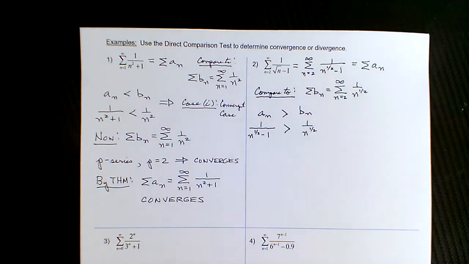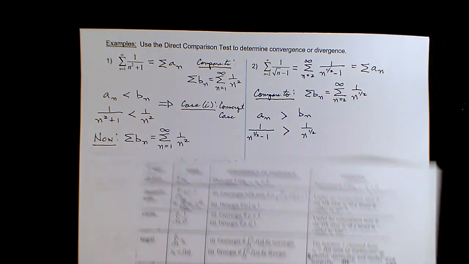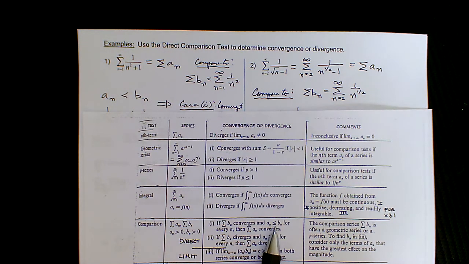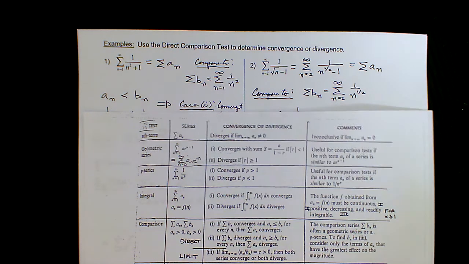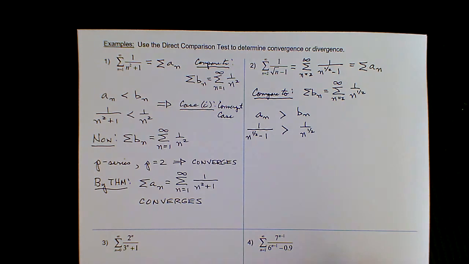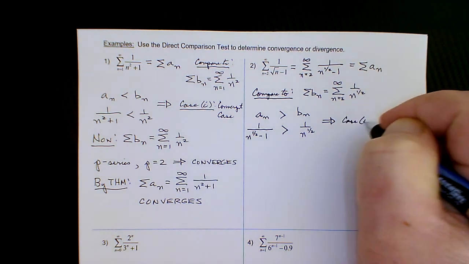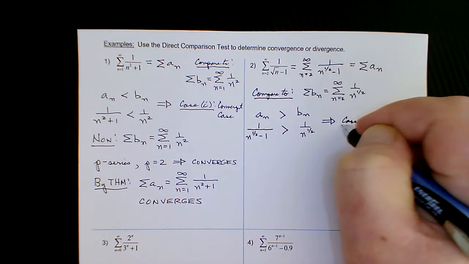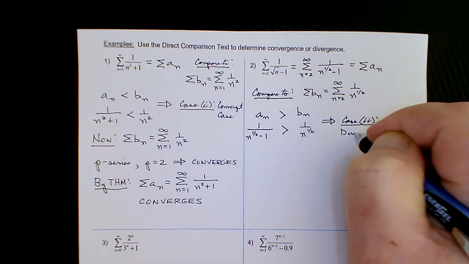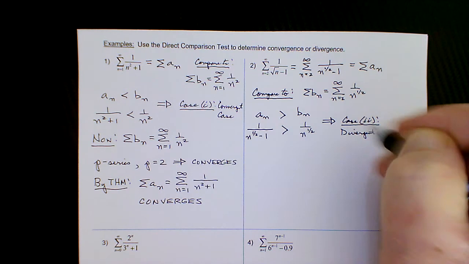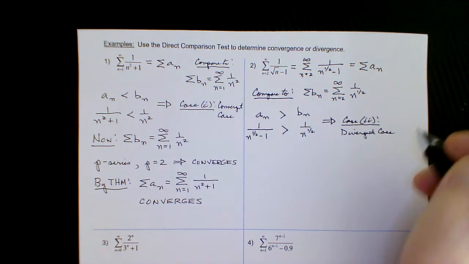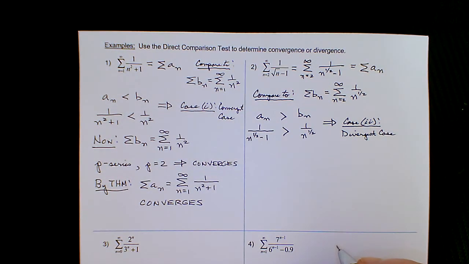Okay, so once you've established the inequality, you go to your table, you look under the comparison cluster, and which way does it point? In this case, we have greater than, so it's case II, the second case. This tells us we're going to be using case II. And I even like to go so far as to say what case it is. Is it the case that proves convergence, or is it the case that proves divergence? And that's the divergent case.